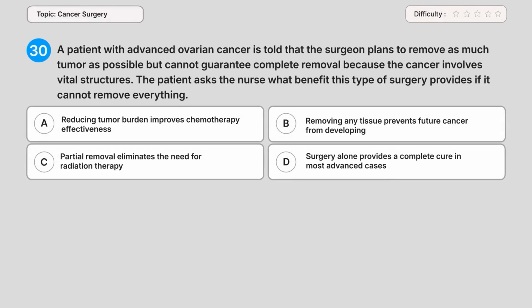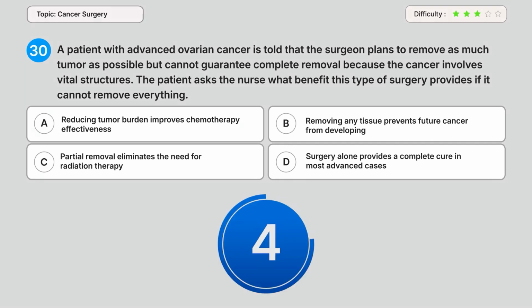30. A patient with advanced ovarian cancer is told that the surgeon plans to remove as much tumour as possible, but cannot guarantee complete removal, because the cancer involves vital structures. The patient asks the nurse what benefit this type of surgery provides if it cannot remove everything. A. Reducing tumour burden improves chemotherapy effectiveness. B. Removing any tissue prevents future cancer from developing. C. Partial removal eliminates the need for radiation therapy. D. Surgery alone provides a complete cure in most advanced cases. Do you know the answer?